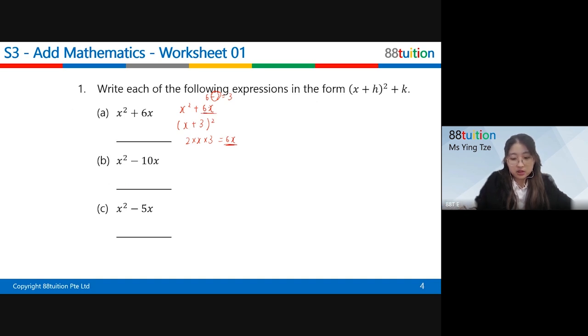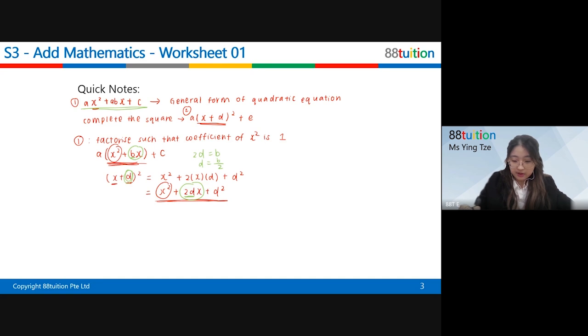Okay, so the trick to completing the square is always the coefficient of x, you always just divide by 2. But then after that, going back to our previous part here, we haven't finished yet. There is still a plus d square that our original function doesn't have.